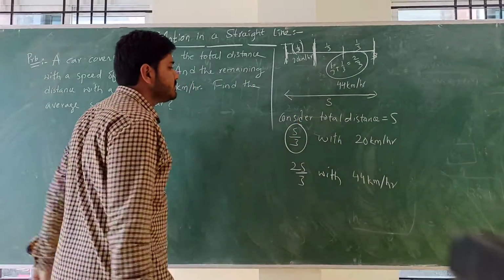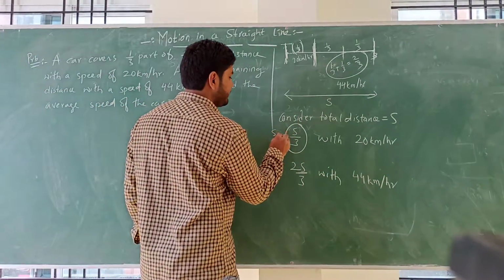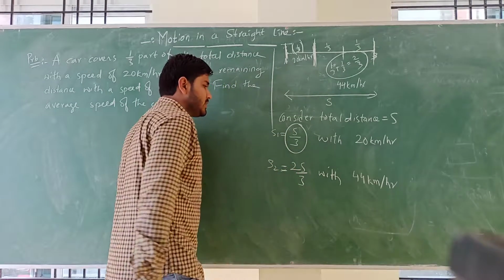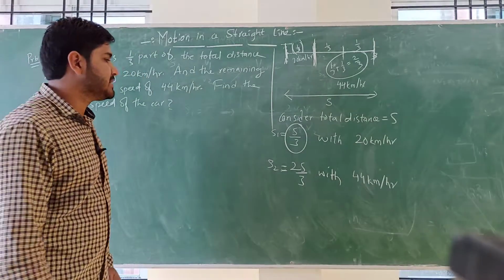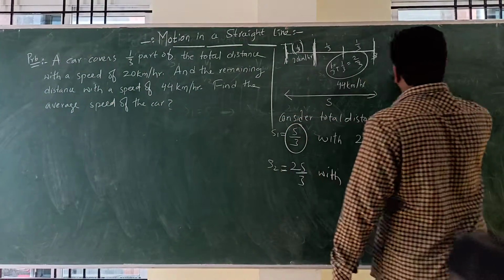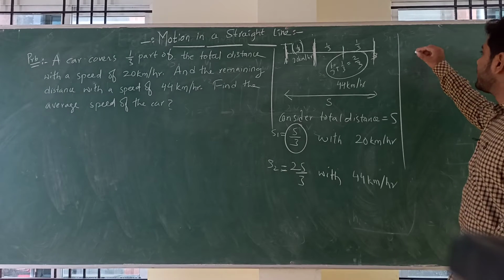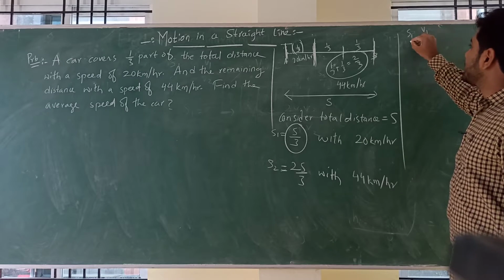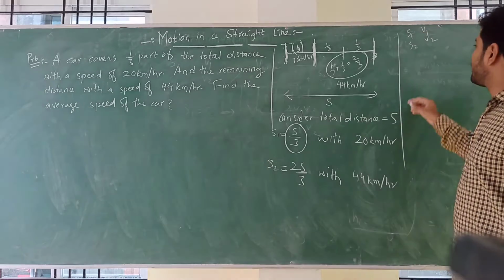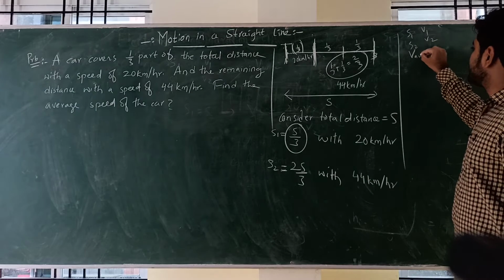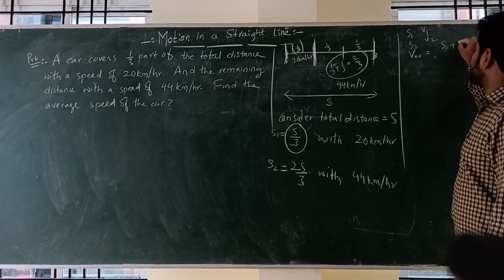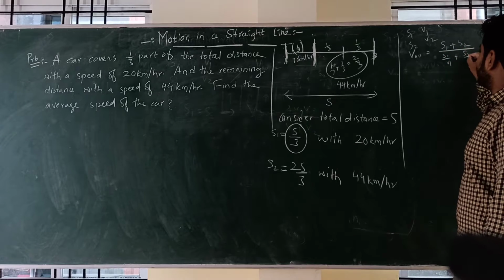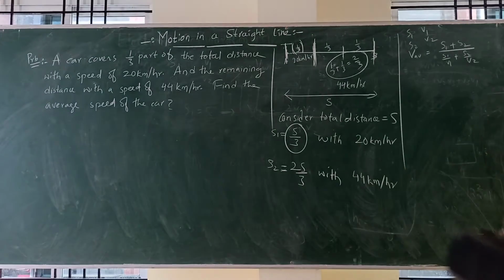Now I am taking S1 and S2. S1 is equal to S by 3, S2 is equal to 2S by 3. Now calculate. We have the formula. What formula are we having? If a body travels S1 with speed V1 and S2 with speed V2, then average speed can be calculated using this formula: S1 plus S2 divided by S1 by V1 plus S2 by V2. So this is our formula. Just substitute it and calculate.